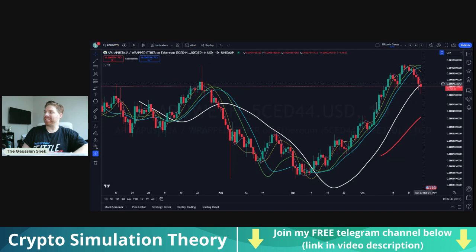Right now, APU is at its 100-day HMA. I think it could go lower from here. Looks like another death cross potentially incoming. So it looks like some selling happening from this pump.